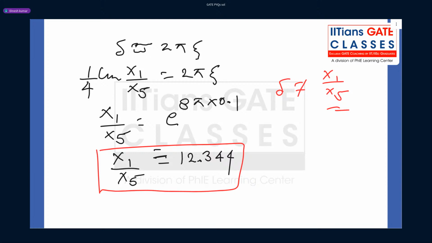12.344. See, it's a calculation, e power 0.8 pi. Don't write pi in terms of a value. In the virtual calculator, you substitute pi as the pi value. Don't substitute like 22 by 7. Or you can say it is 12.4 around. They will give the answer in a range.